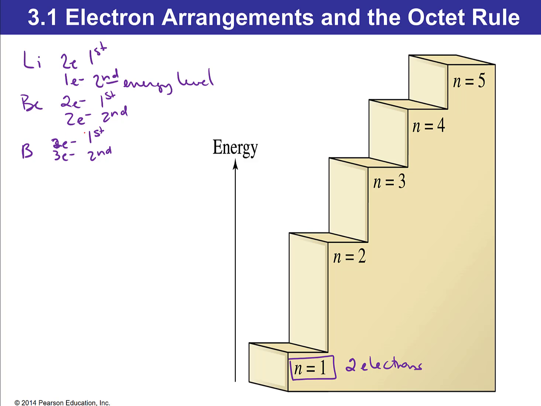Carbon would have 4 in the second energy level. Nitrogen has 5 in the second energy level. Oxygen would have 6. Just as you're going across, always 2 in the first, but then the second energy level continues to fill, continues to fill.